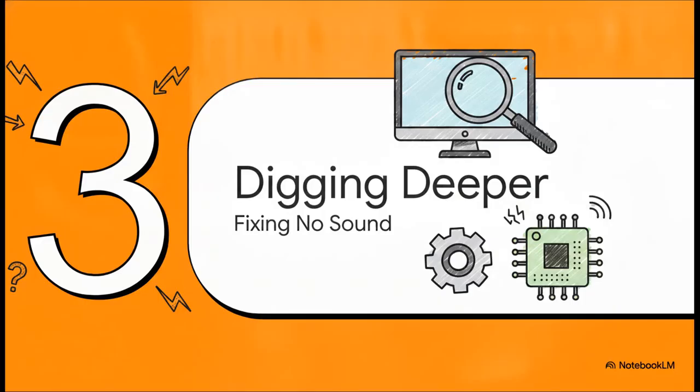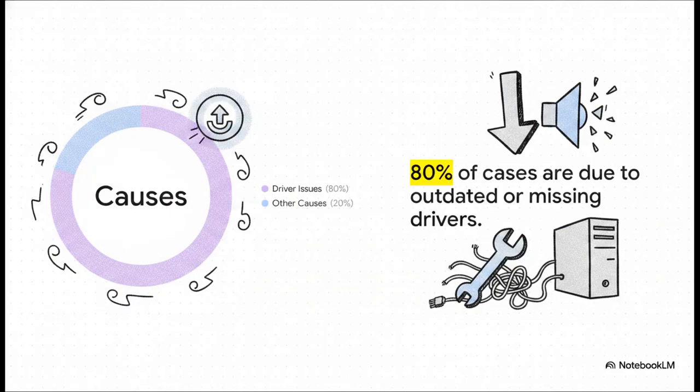All right, Section 3, digging deeper. What to do when there is still absolutely no sound. It is kind of a staggering statistic, but outdated or missing audio drivers are the true culprit in a massive 80% of no sound cases on Windows. 80%! That means updating or reinstalling your audio driver should absolutely be your very next move. Statistically speaking, it is by far the most probable reason you are currently sitting in silence.